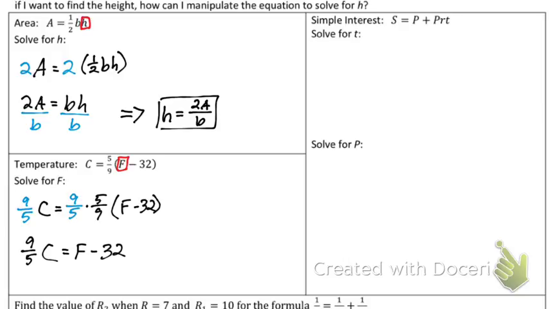Well, once I have that taken care of, I just have to add 32 to both sides. And then we're just going to have Fahrenheit equals 9 over 5 Celsius plus 32. Maybe I'll write that down. I'm adding 32 to both sides.